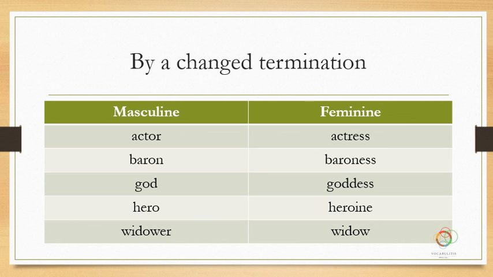By a changed termination, when we add ess at the end of a word, that makes it the female version, right? Actor, actress, baron, baroness, god, goddess, prince, princess, and so on, right? Hero and heroine. Heroine, here, if you don't have the e, that would be heroin, the drug. But with the e, this is the female form of the hero. And yes, people do use that word a lot. So if you talk about, I don't know, Wonder Woman or something, a female hero, you should say heroine of the story.